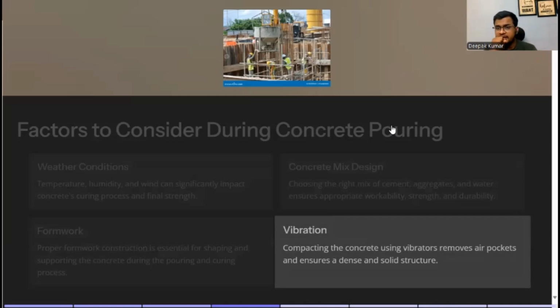Basically, during the concrete pouring, we use vibration. During the slab cast, during any cast of pouring, we use vibrators. When the vibrator is used, the particles will be compacted and will vibrate all the things, and the air pockets and voids are removed here also.